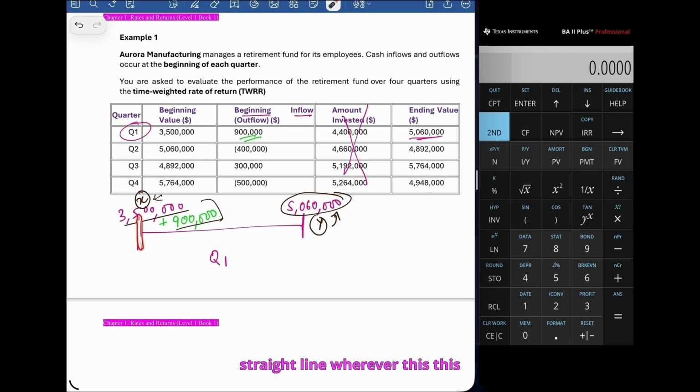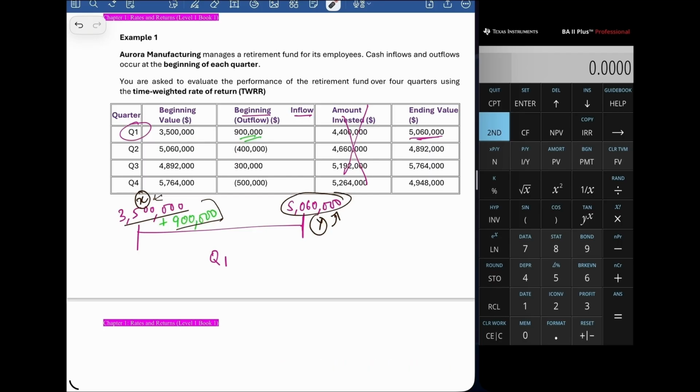Before this straight line, wherever this 9,000, if I assume that it is happening here, so not 9,000, 9 lakh is happening here, addition is happening here. So you want to take the beginning value as right after the addition, okay? So that it is untouched by this addition. So you take it, and then the ending value is this. Alright. So holding period return for this will be Y minus X.